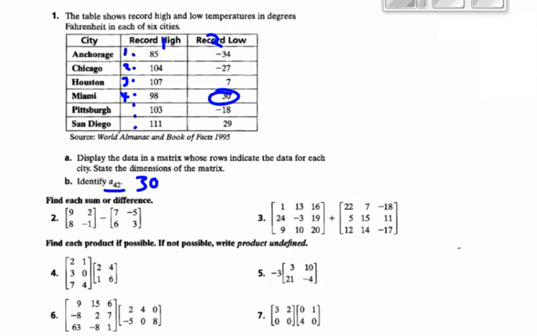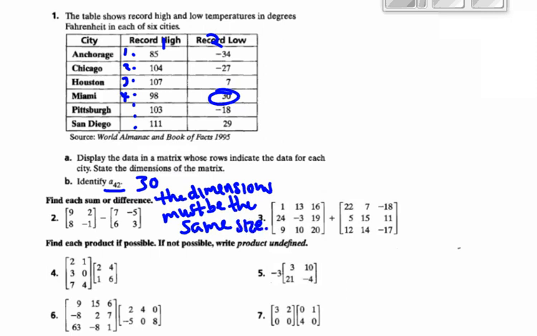All right, adding, subtracting matrices. In order to add or subtract matrices, the dimensions must be the same size. The dimensions must be the same size. If they aren't, you cannot add them. So dimensions would be how many rows by how many columns. So notice these are 2 by 2, 2 by 2. And that's how you identify it with a times sign in between, and you pronounce it 2 by 2. So these are exact same dimensions, so I can add or subtract them.